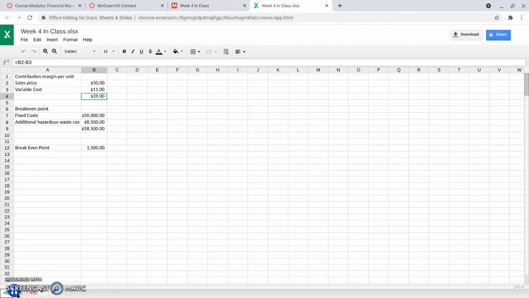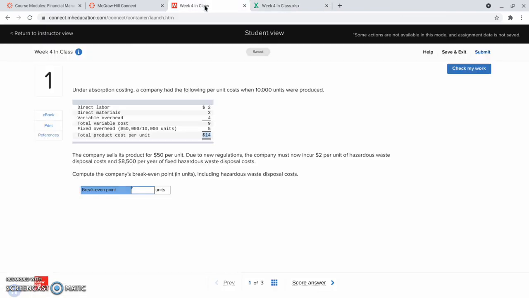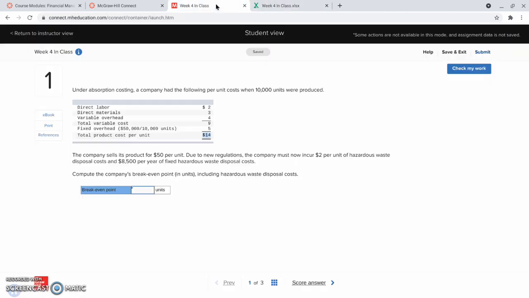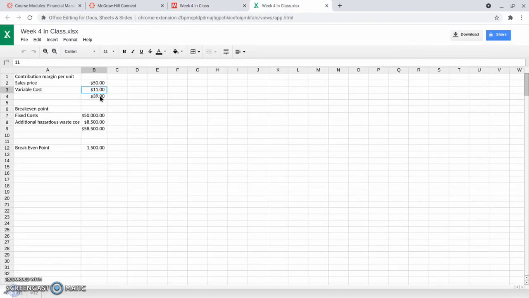So we're going to come over here to our number 8. Our sales price is $50 right there. Our variable cost is $11. It's our $9 plus our new $2 per fee. That gives us $39. Fixed cost of $50,000 plus our additional hazardous waste of $8,500 gives us total cost of $58,500. So our break-even point is just 39 into the 58,500. That gives us 1,500 units.